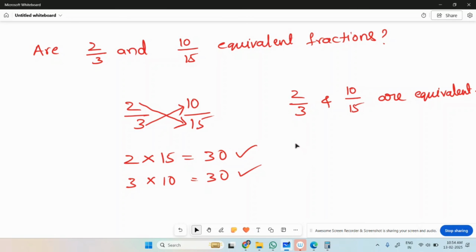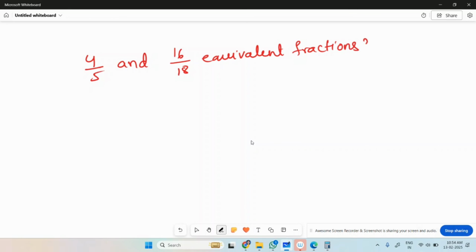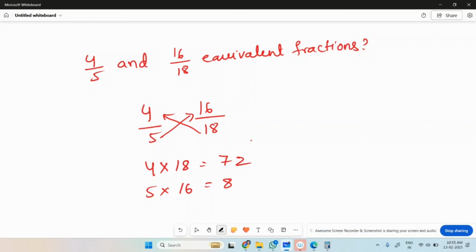Okay. Now let's see another question based on equivalent fractions. Are 4 by 5 and 16 by 18 equivalent fractions? 4 upon 5, 16 upon 18. Let's cross multiply. 4 times 18, 72. 5 times 16, 80. Are the products the same? No, the products are not the same. So 4 upon 5 and 16 upon 18 are not equivalent fractions.